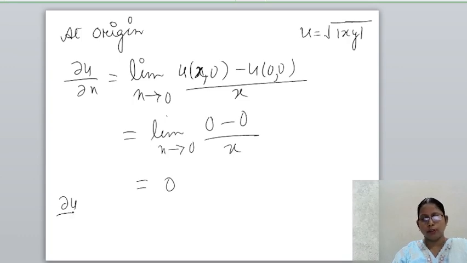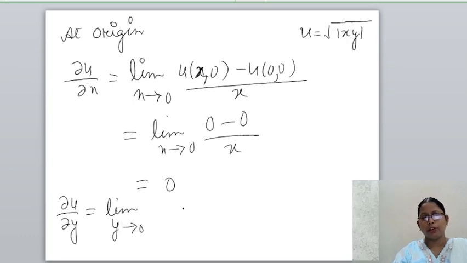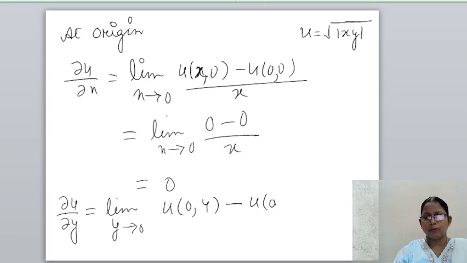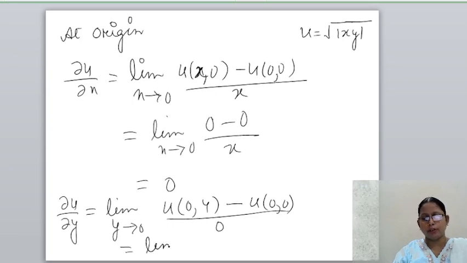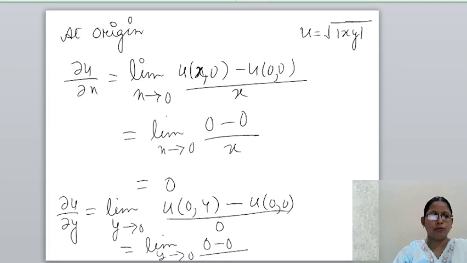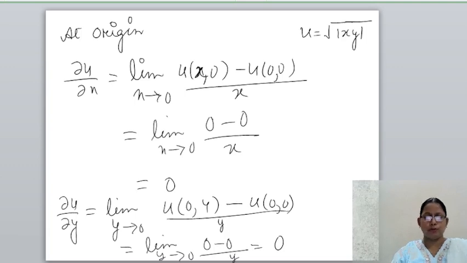Similarly, del u by del y is equal to limit y tends to 0, where the increment is given on the y variable. Then it will be u(0,y) minus u(0,0), divided by y. Here if I put x equal to 0, the whole u will be 0. So 0 minus 0 over y is equal to 0.